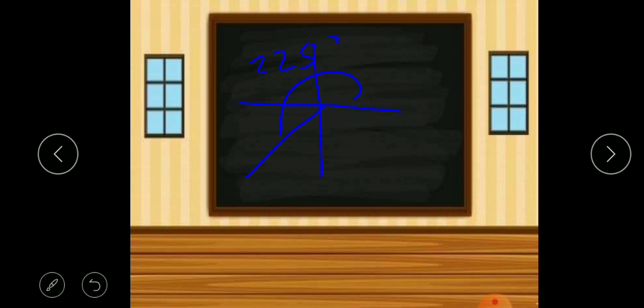So our theta is 225 degrees. Therefore, 225 degrees minus 180 degrees. So we now have the answer, 45 degrees. Since theta is a quadrant 3 angle, both cosine theta is less than 0 and sine theta is less than 0.